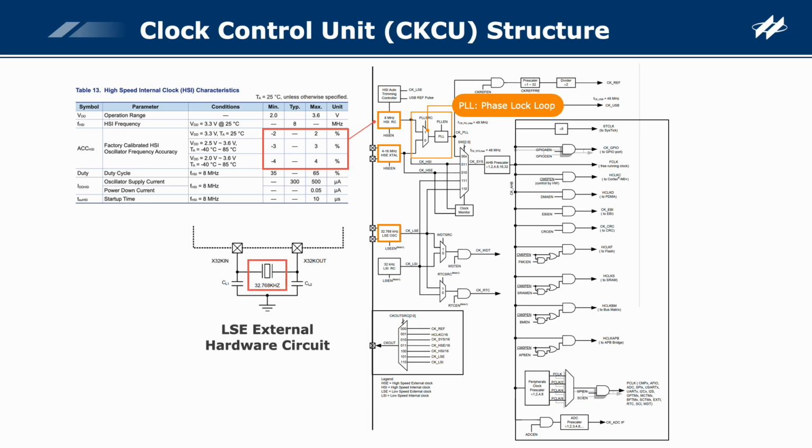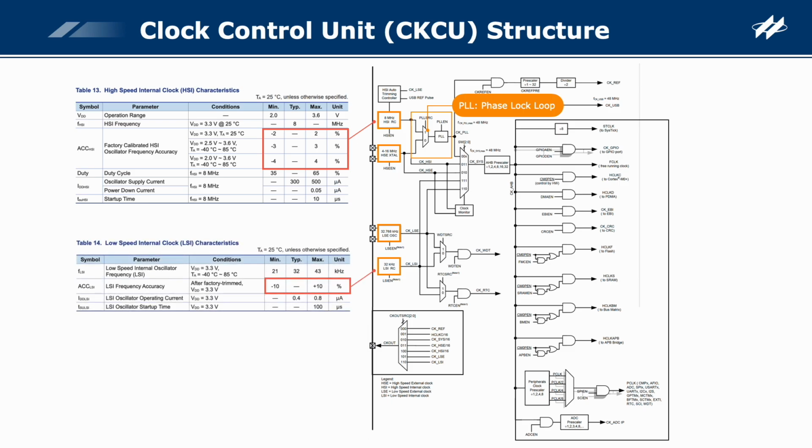Third, the low-speed external crystal oscillator LSE with 32,768 Hz frequency produces a low-power but highly accurate clock source. The associated hardware configuration is shown in the following figure. The crystal oscillator must be placed across the X32K in and X32K out. It also needs to pay attention during PCB layout.